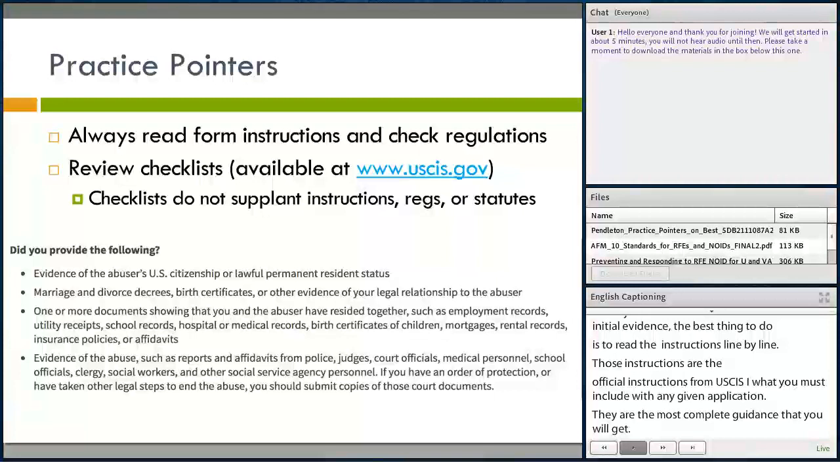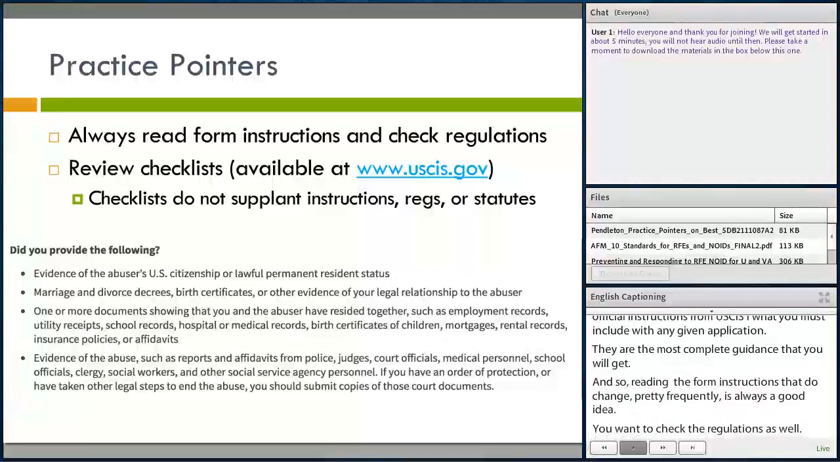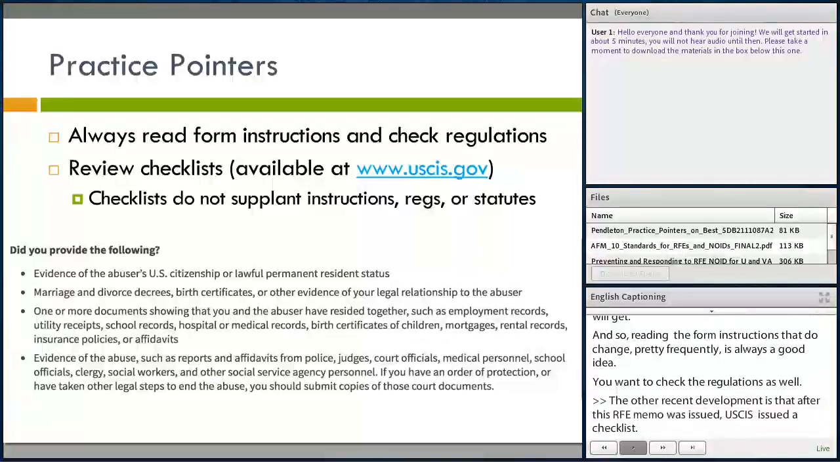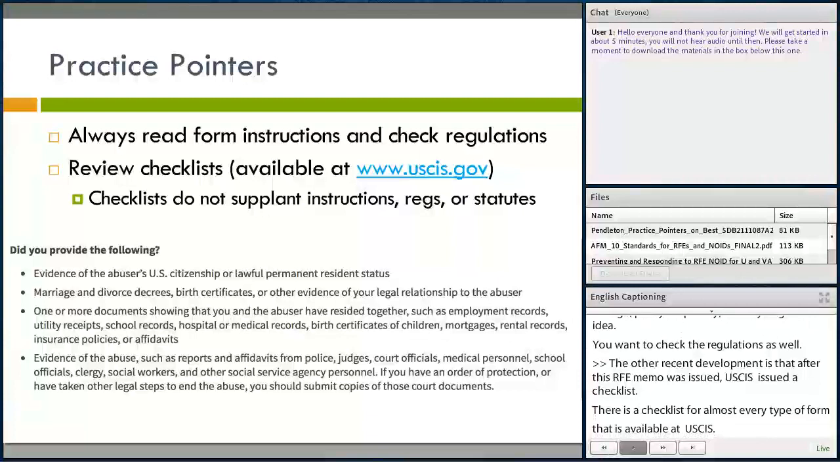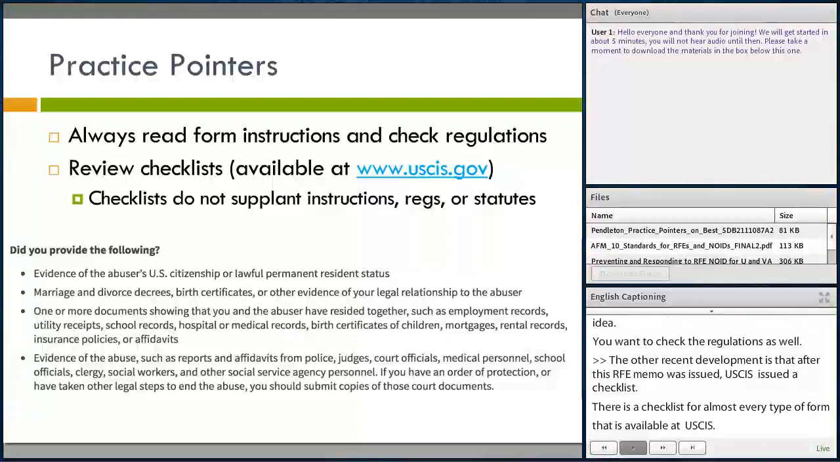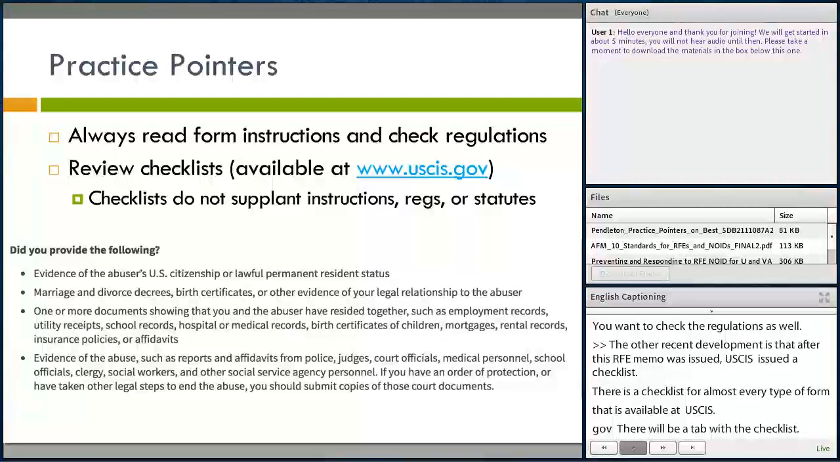The other recent development is that after this RFE memo was issued, USCIS developed a set of checklists. And there is a checklist for almost every single type of form that's available at uscis.gov. So if you go to the web page for each type of form, there most likely is going to be a little tab under there that says checklist. And the checklist, in theory, has each piece of evidence that must be submitted with the packet in order for the packet to be considered compliant with the requirement that you have all of the required initial evidence.